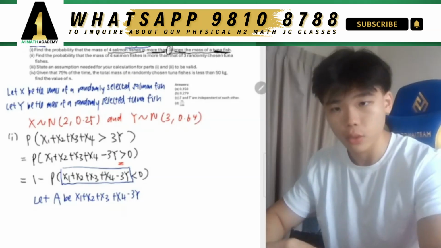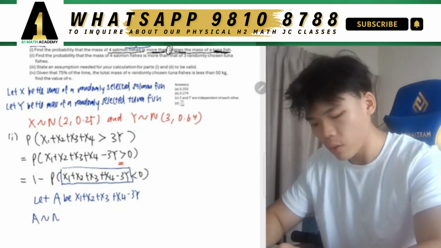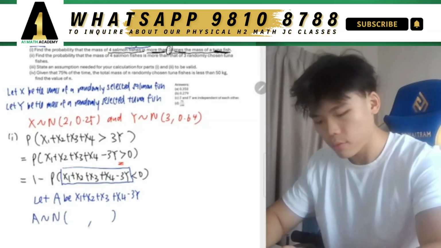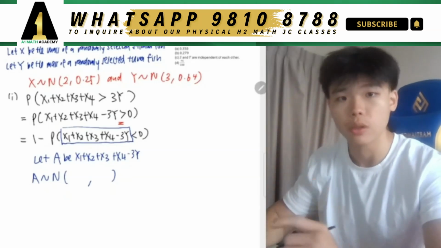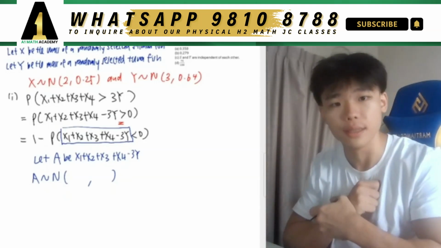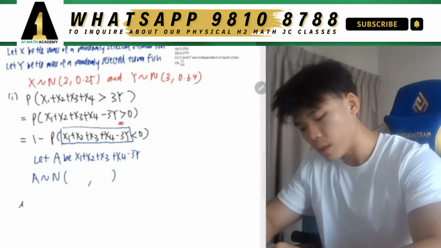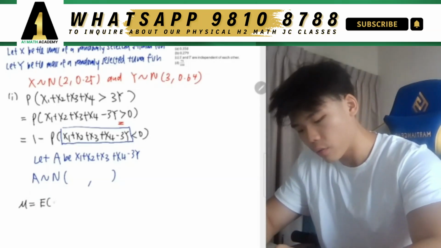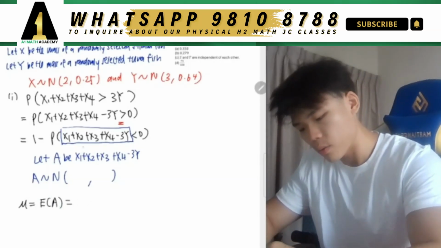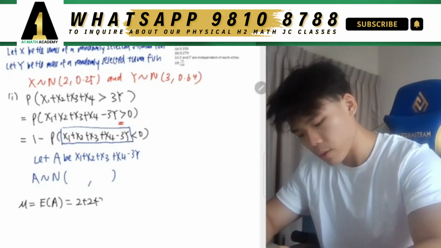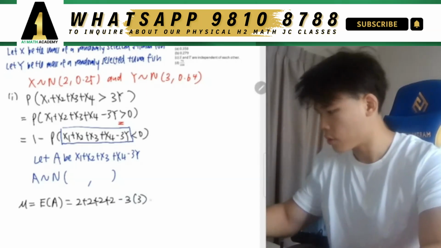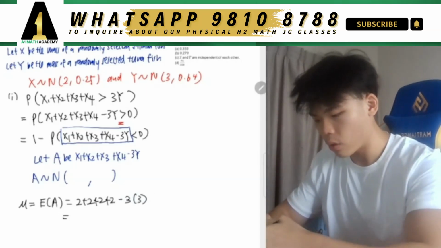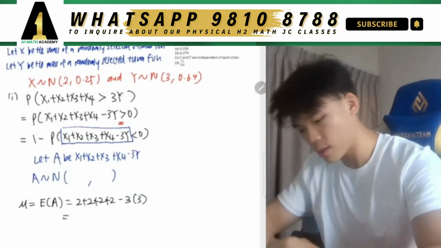Since it has formed its own distribution, we need to find out its parameters, right? What is the mean as well as the standard deviation, which will bring us to what the variance is. So how do we find the mean? That would be the expectation of A. In this case, we will have the expectation of x, so 2 plus 2 plus 2 plus 2 minus 3 of y, right? So this will give us a value of 8 minus 9, which gives us negative 1.